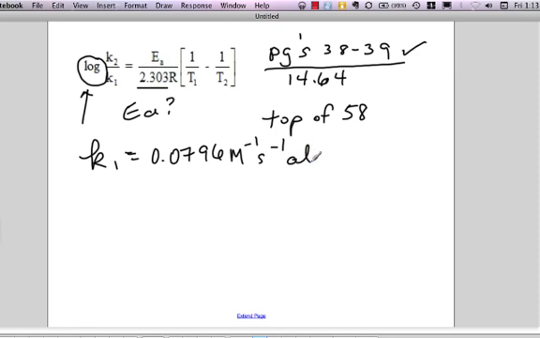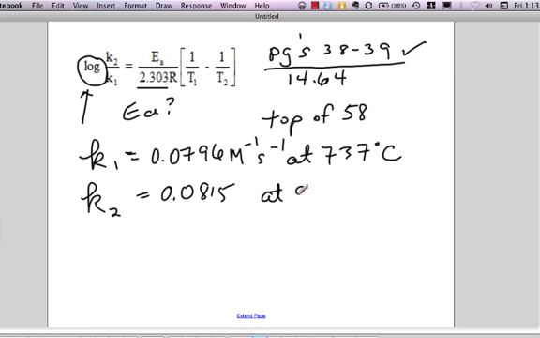at 737 Celsius. And then they give you a second rate constant, and that is 0.0815. Erase that other little dot there. Okay. Same units at new temperature 947, and same as the problem in the notes, it wants you to calculate the activation energy.